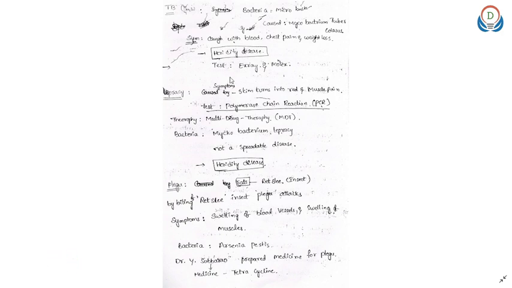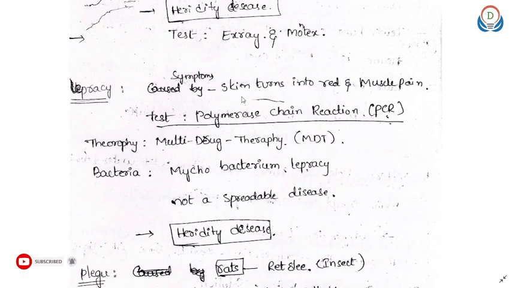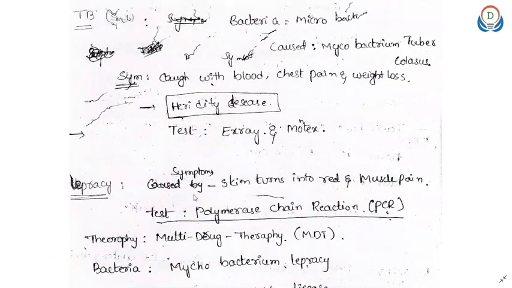Tuberculosis is a bacterial disease caused by a mycobacterium. What are the symptoms we see in tuberculosis? We get a cough with blood, chest pain, and weight loss. These are the symptoms when we get tuberculosis, right?